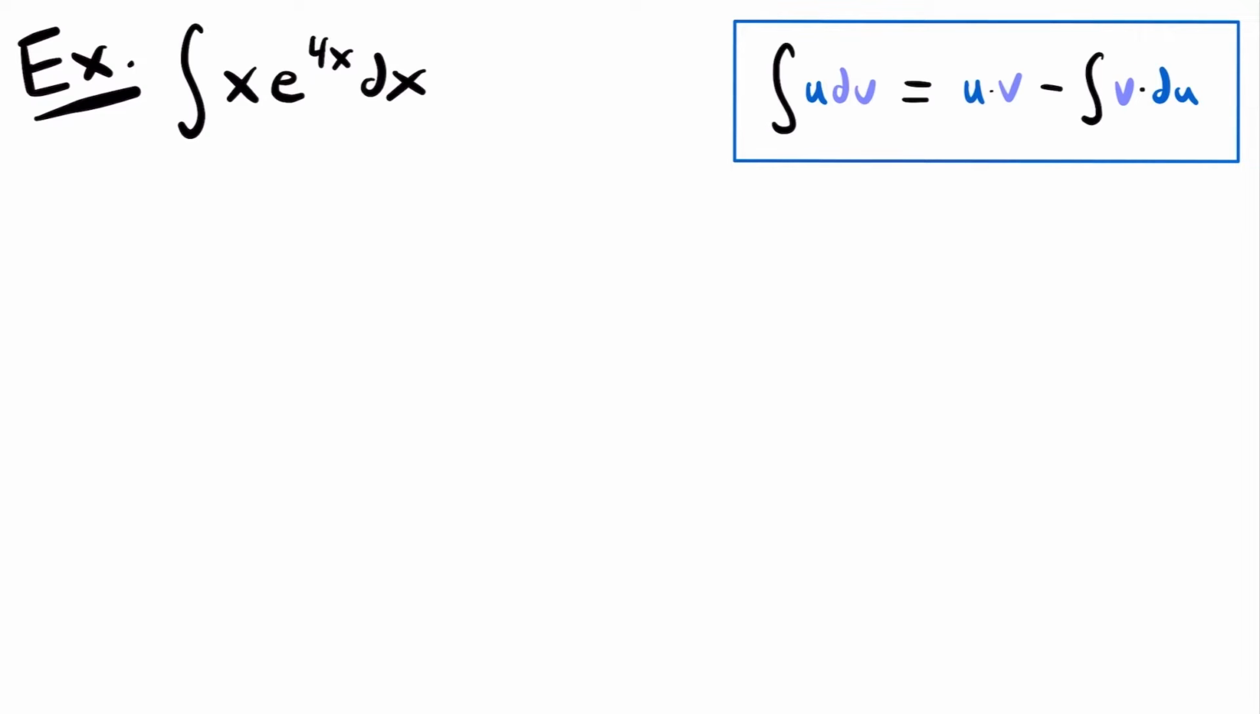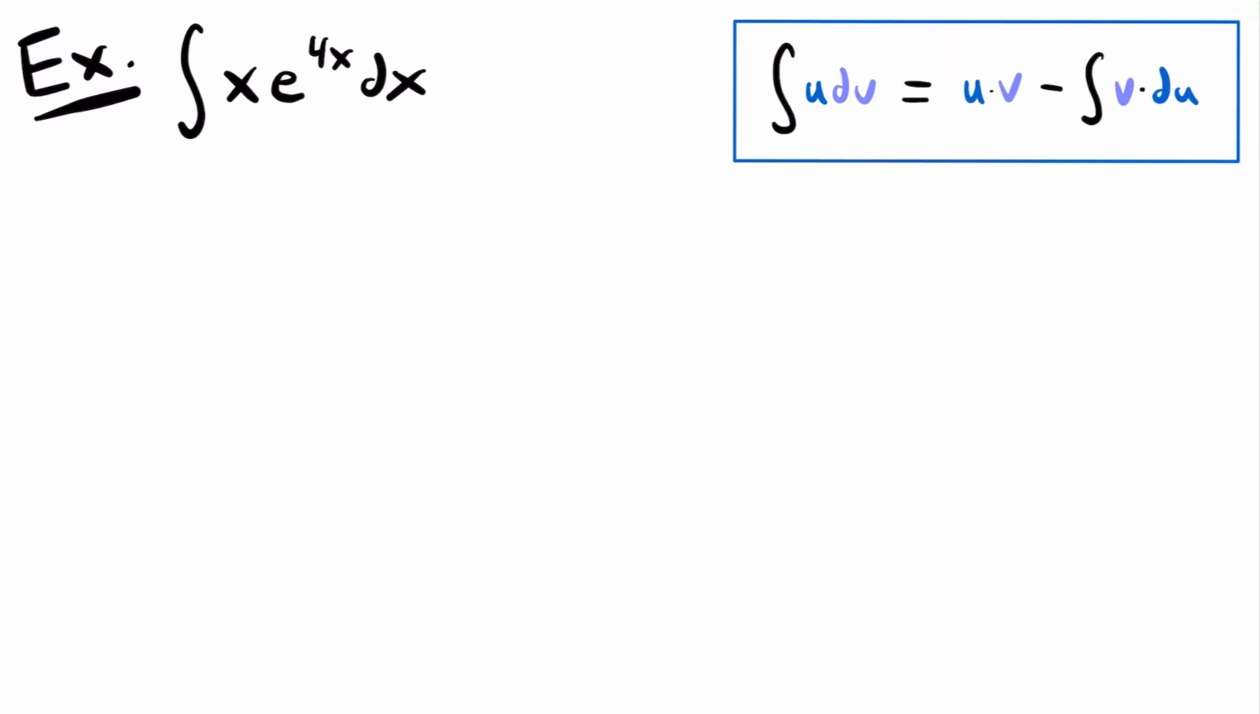When you're choosing u and dv from your integral, you have to keep in mind that you're going to take the derivative of u and you're going to integrate dv. You're going to want to set u equal to whatever gets simpler when you take its derivative. In this case, if you look at the product of our two functions, we have x and e to the power 4x. Which of these two functions becomes simpler when you take its derivative? Well, if you take the derivative of x, it becomes 1, right? The derivative of x is just 1.